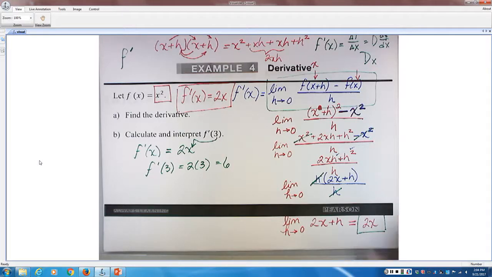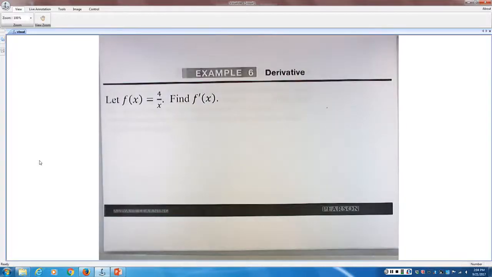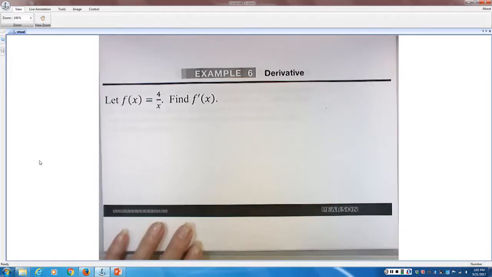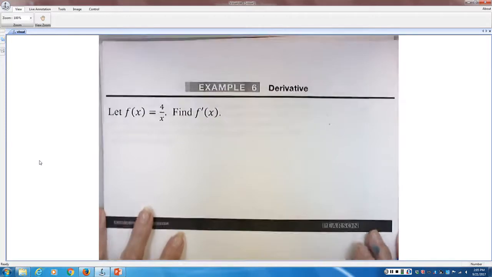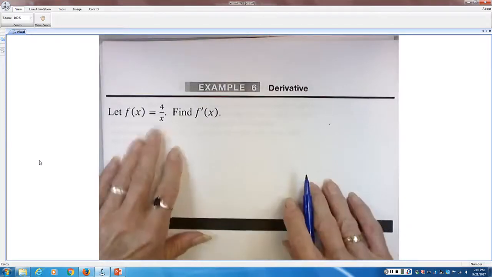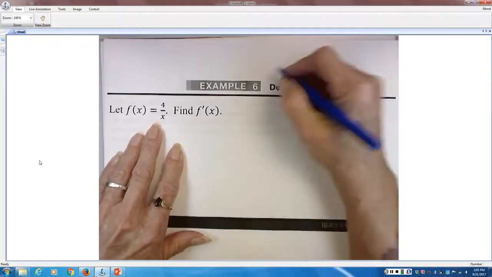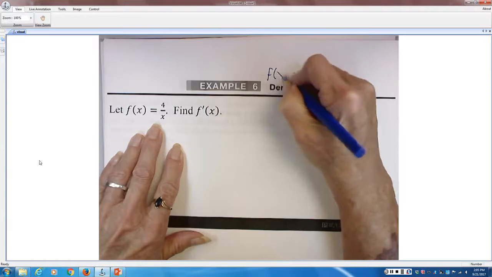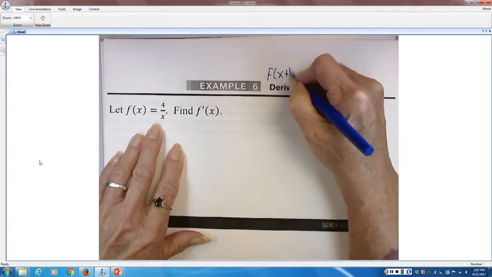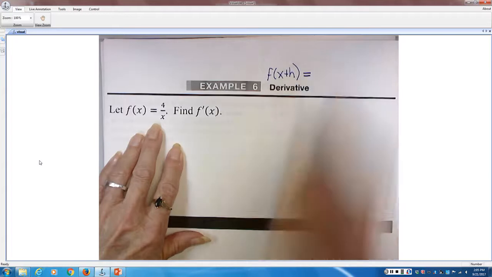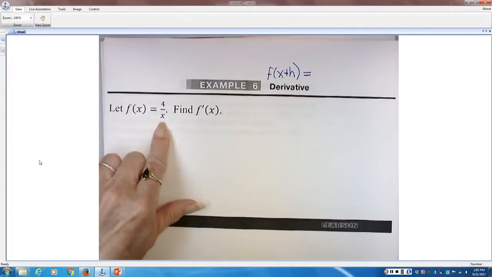So let's try another one, and I'm going to let y'all tell me more about what we're doing on this one. Now this one's not fun, okay? It's not fun. It's a little harder. Because it involves fractions, and you don't like fractions. I know you don't like fractions. Tell me, what is f of x plus h? This is the function. What does f of x plus h look like?